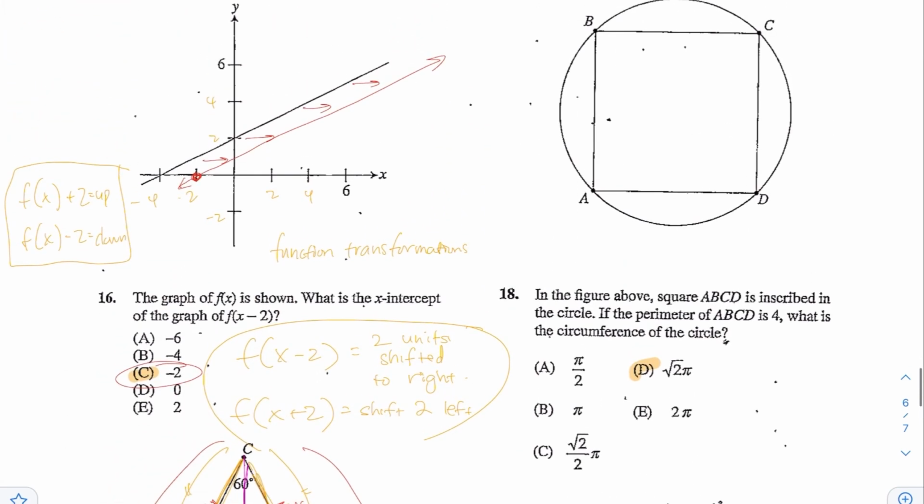Next, for number 18, in the figure above, square ABCD is inscribed in the circle. The perimeter of ABCD is 4. What's the circumference of the circle? So the perimeter of ABCD is 4. The perimeter of a square is 4 times the side. So that means that the side has to be equal to 1.